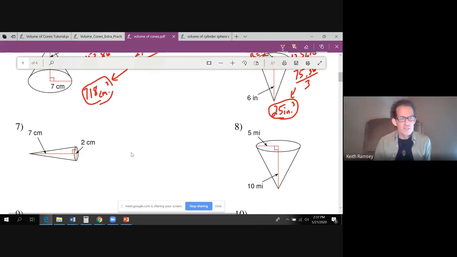Okay, take a look at number 7 and 8. Looks like 7 is giving you a diameter of 2. You want half of that, okay? Try to figure out the volume for 7 and 8. If you have any questions, let me know.